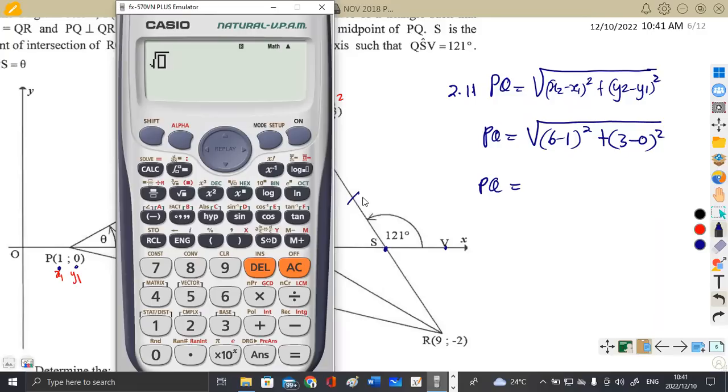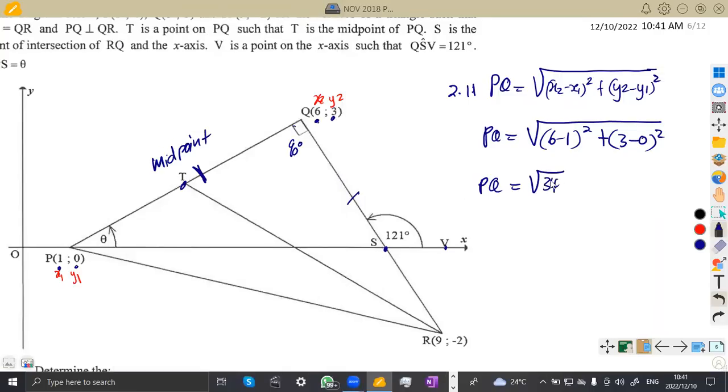So it's the square root of, then you can put brackets, that's 6 minus 1. So you put 6 minus 1 squared plus 3 minus 0, which is 3. Or you can even write 3 minus 0 squared. Still, you are going to obtain the same answer, which is square root of 34. So that is the square root of 34. So that is the length of PQ.